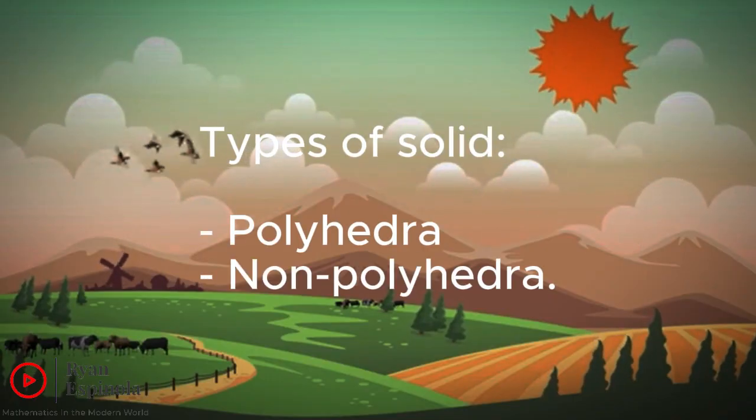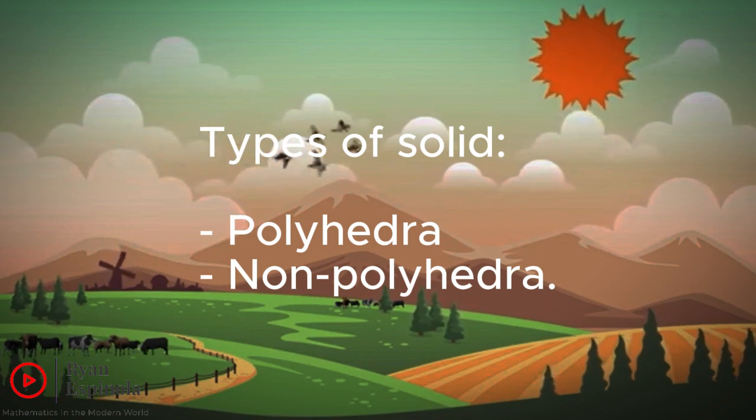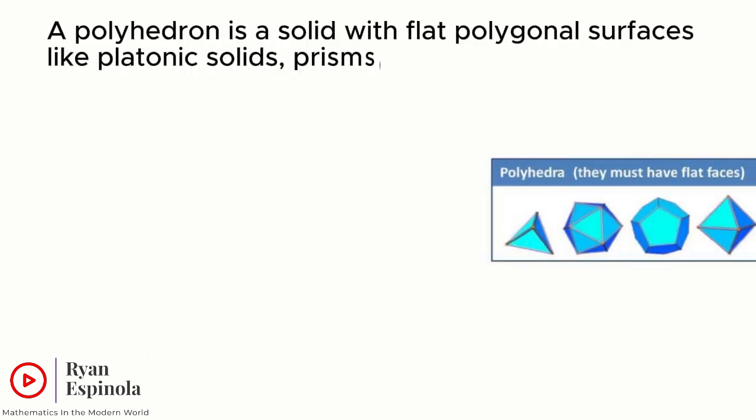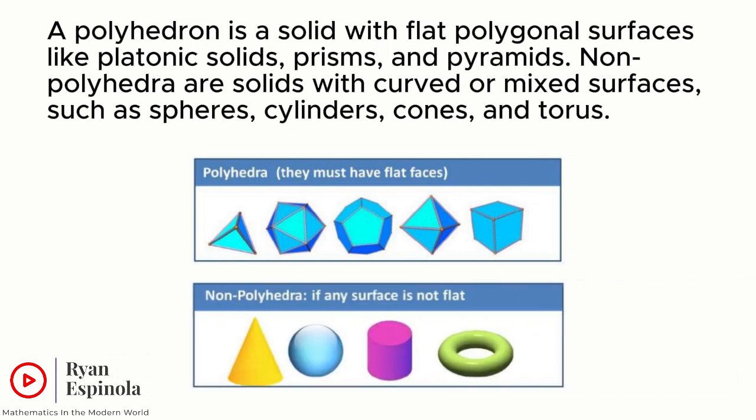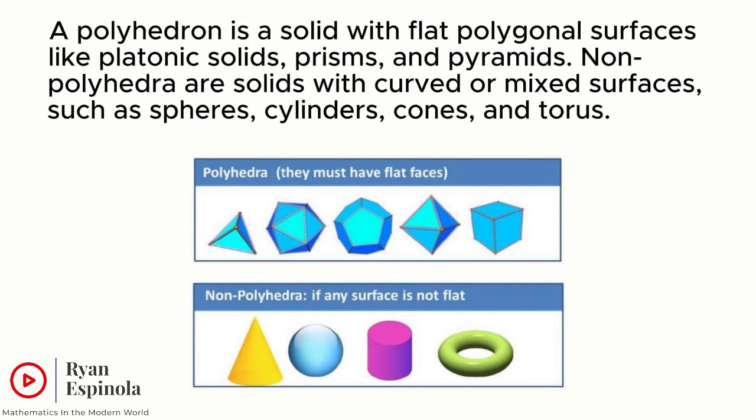There are two main types of solids, polyhedra and non-polyhedra. A polyhedron is a solid made of flat surfaces. Each surface is a polygon, like the Platonic solids, prisms, and pyramids. Non-polyhedra are solids with curved surfaces, or a mix of curved and flat surfaces, such as spheres, cylinders, cones, and torus.